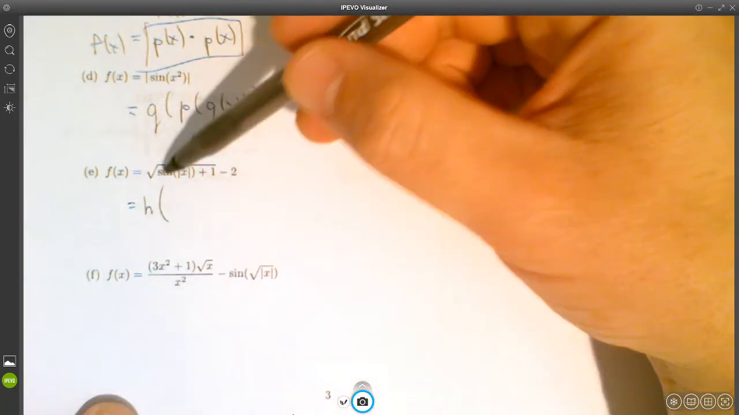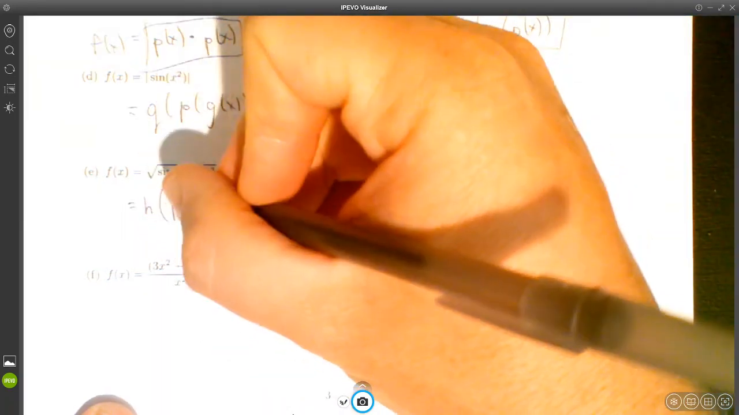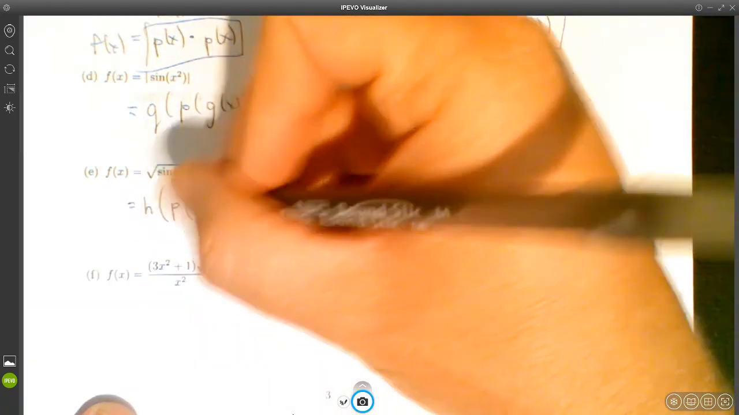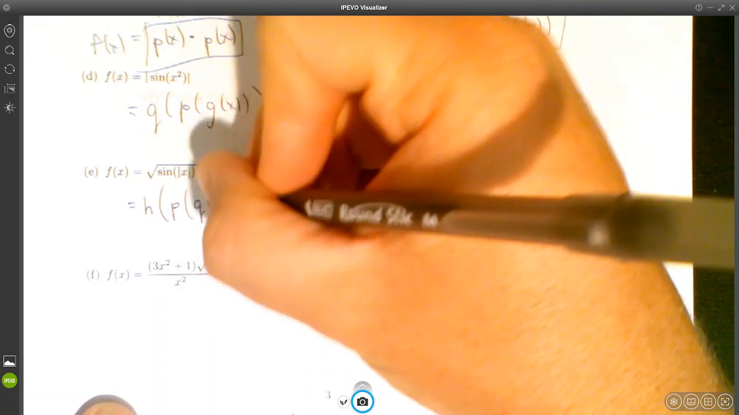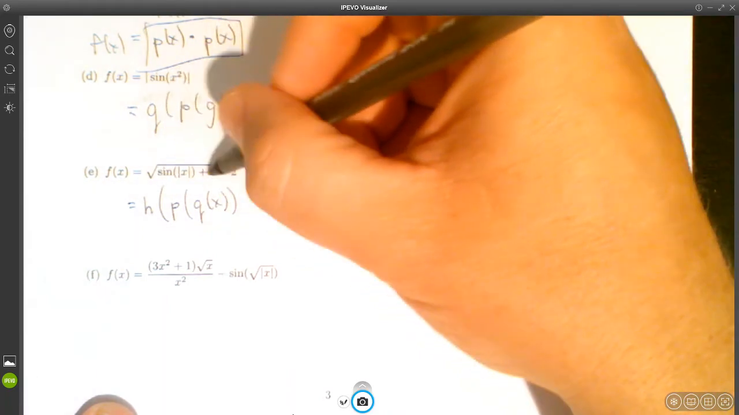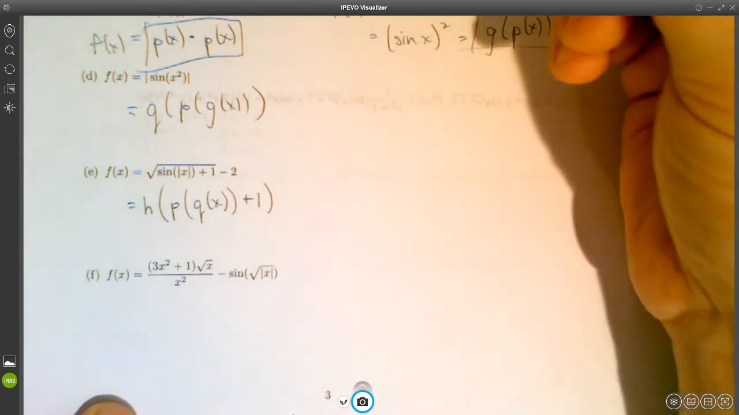H of what? Well, h of sine of absolute value of x. So h of sine. Sine function was p. So this is h of p of absolute value of x. Absolute value of x we called q. So this is h of p of q of x. But now let's be careful, right? Because that just takes care of sine of absolute value of x. Then we have plus 1 still on the outside that we are still taking the square root of.